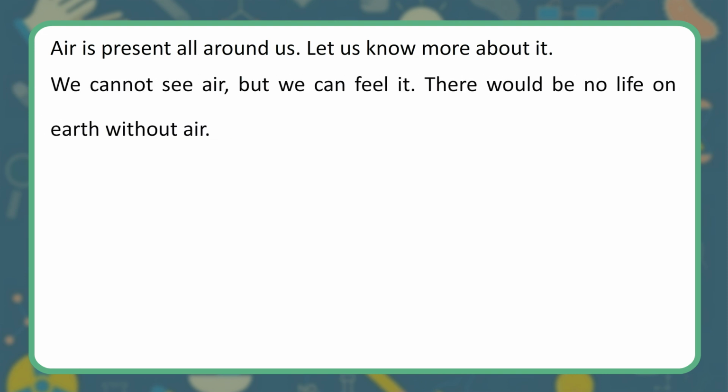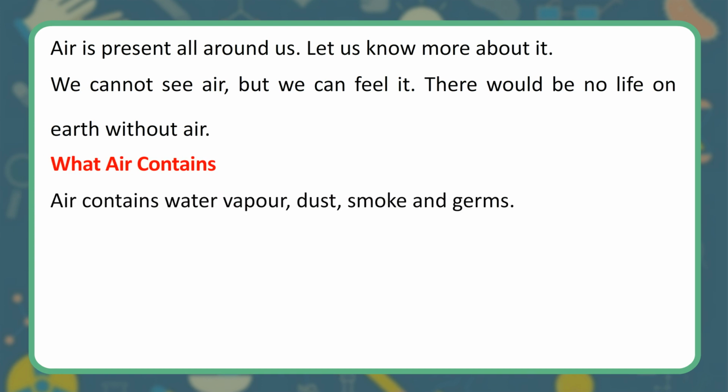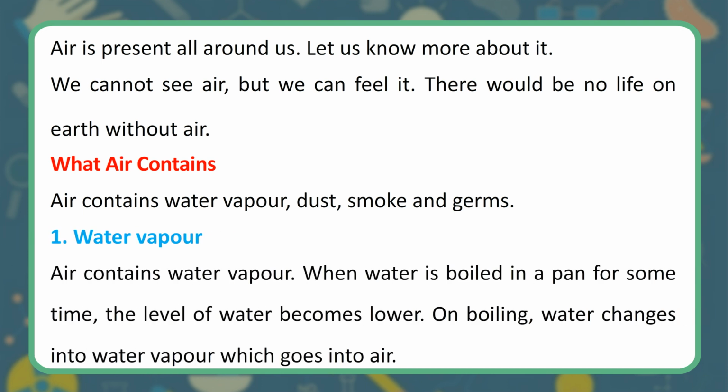We cannot see air, but we can feel it. There would be no life on Earth without air. What air contains? Air contains water vapor, dust, smoke and germs. Water vapor. Air contains water vapor. When water is boiled in a pan for some time, the level of water becomes lower. On boiling, water changes into water vapor which goes into air.